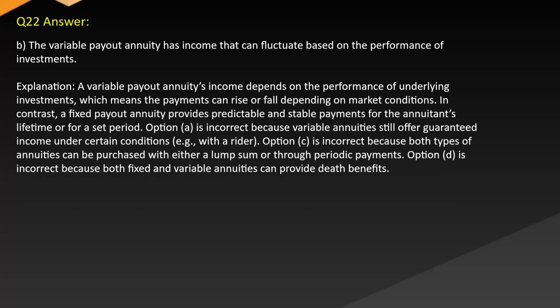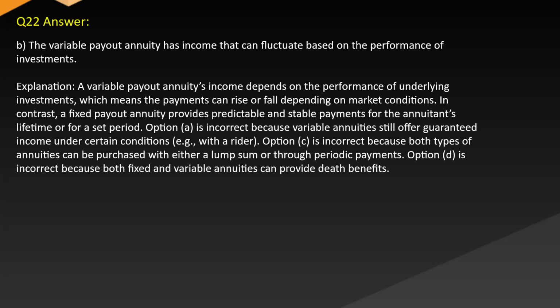Answer: B. The variable payout annuity has income that can fluctuate based on the performance of investments. Explanation: a variable payout annuity's income depends on the performance of underlying investments, which means the payments can rise or fall depending on market conditions. In contrast, a fixed payout annuity provides predictable and stable payments for the annuitant's lifetime or for a set period.